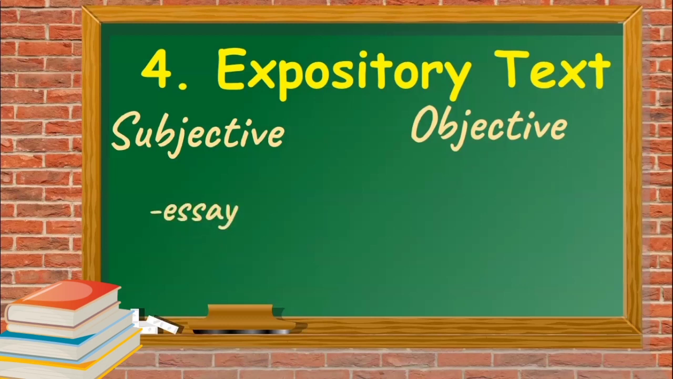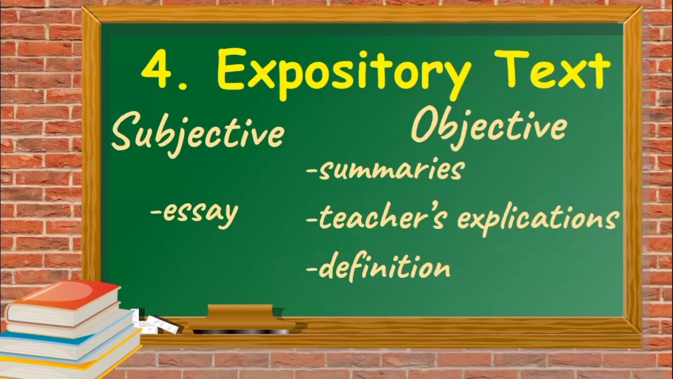Let's say your teacher asked you to write an essay about bullying. Then you will identify and characterize the phenomena, which is bullying. This is subjective simply because it is only based on your previous knowledge about the topic. Next, if the expository text is objective type, these are summaries, teacher's explications, or definitions.